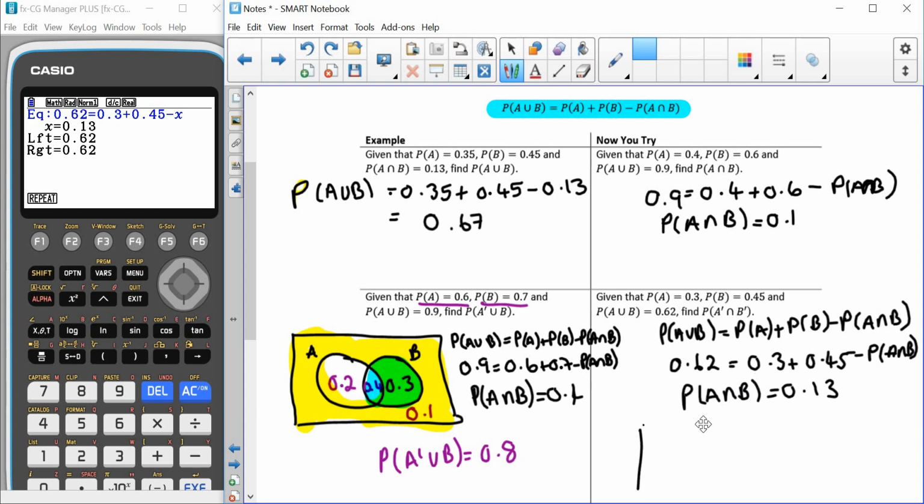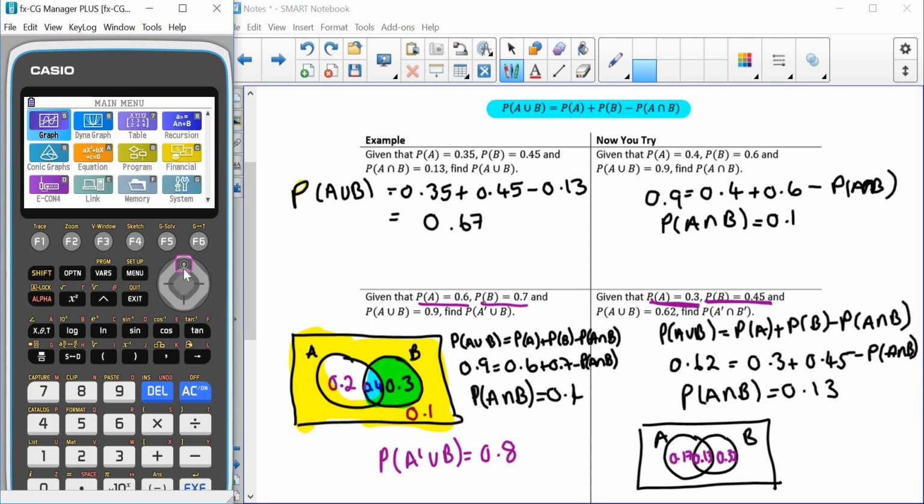So we can draw our Venn diagram. That circle can represent A, this circle can represent B. We know that we're going to have 0.13 in the overlap of our circles because that's the probability of A and B. Left over in the probability of A, well, we know that A is going to add up to 0.3, which leaves us with 0.17 for this section of the circle. And we know that B is going to add up to 0.45, which leaves us with 0.32 for this section here.